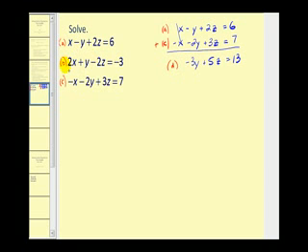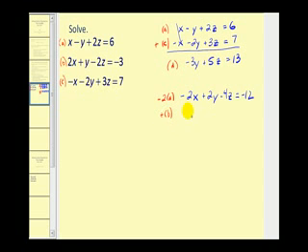So if we pick equation A and equation B, to eliminate the x terms, we want this to be negative 2x. So we'll multiply equation A by negative 2 and add it to equation B. So we're going to have negative 2 times equation A plus equation B. So multiplying equation A by negative 2, we'll have negative 2x plus 2y minus 4z equals negative 12.